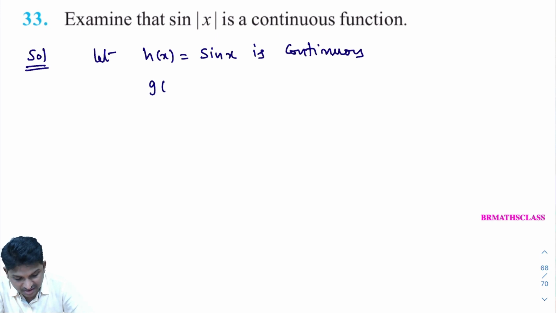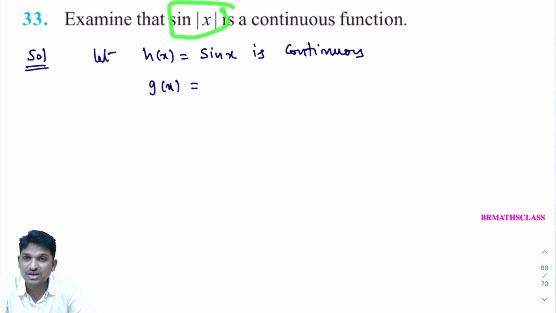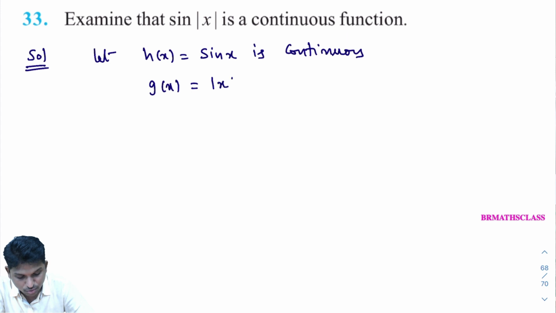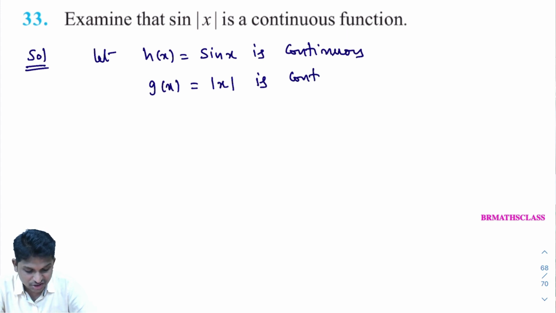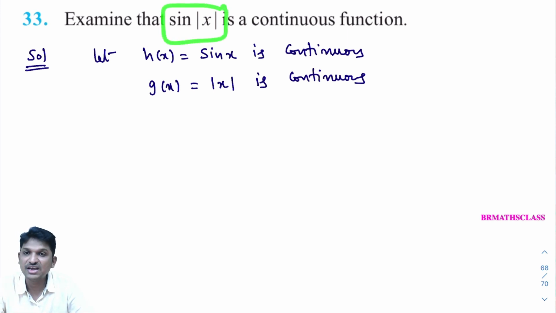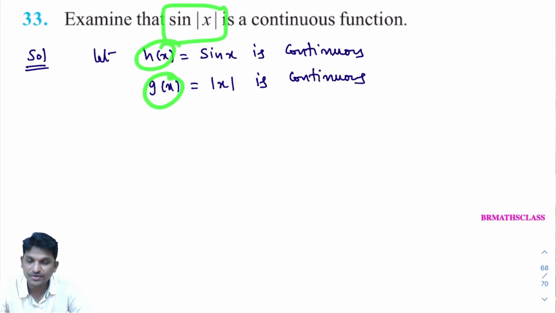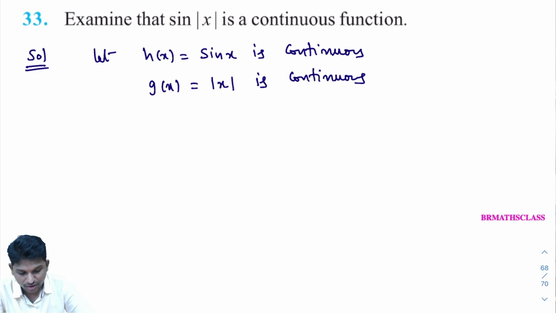What about g of x? As I observed, in the given function two things are there. One is sine x, another one is mod x. So sine x already taken, another one is mod x. What do you know about mod x? From the graph of the modulus function, we can easily say that the modulus function is a continuous function. So mod x is continuous. Good. Now I need sine of mod x. To get sine of mod x, I will calculate h circle g of x or g circle h of x, whichever gives you sine of mod x. First I'll calculate h circle g of x.